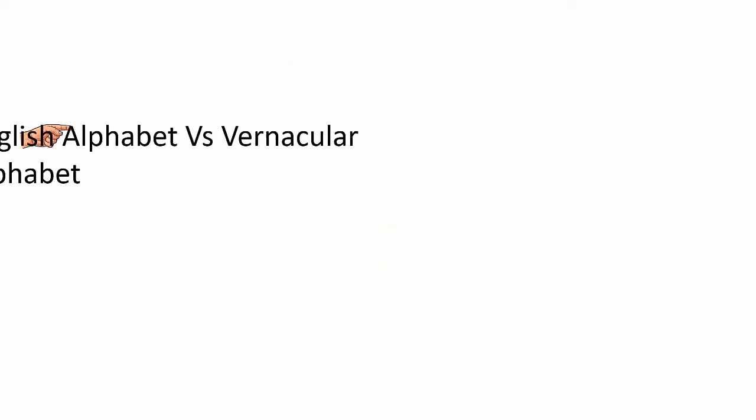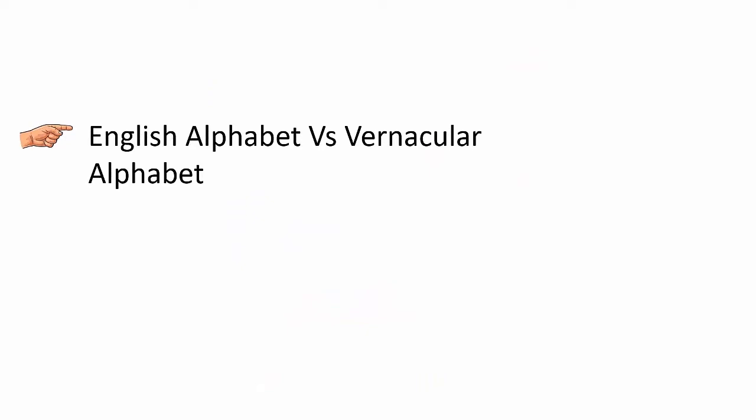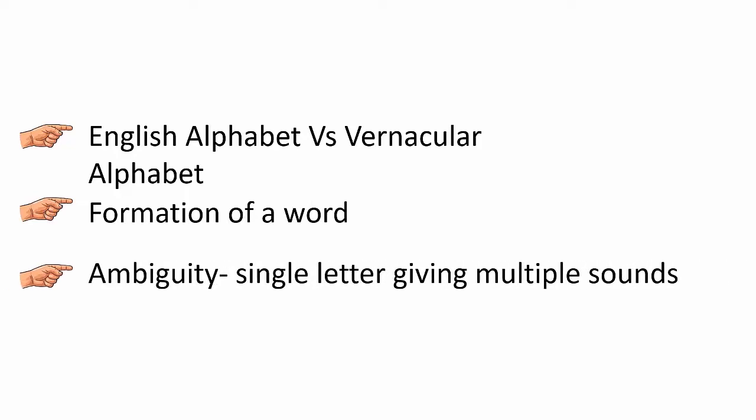And you need to understand the nature of the English alphabet compared with that of a vernacular alphabet, and also the formation of a word. And you also need to understand why this confusion, this ambiguity, exists, particularly a single letter in the English language giving multiple sounds. So understanding the nature of the English alphabet and its difference from Telugu or Hindi, or any other vernacular, would give you some idea about English pronunciation so that you can improve.